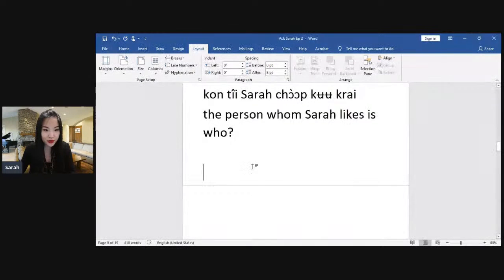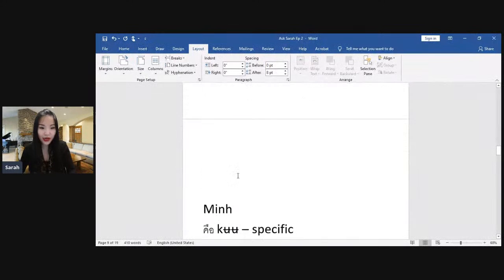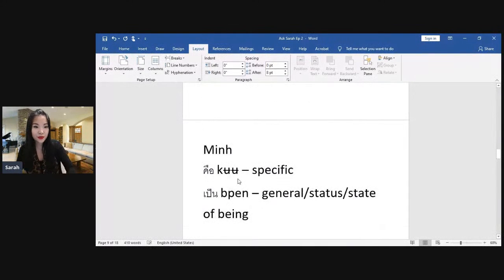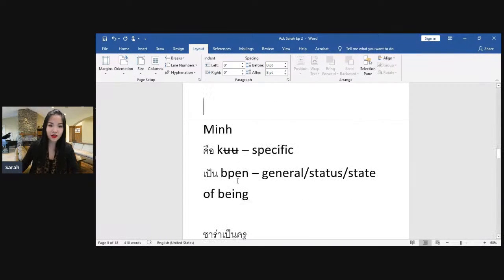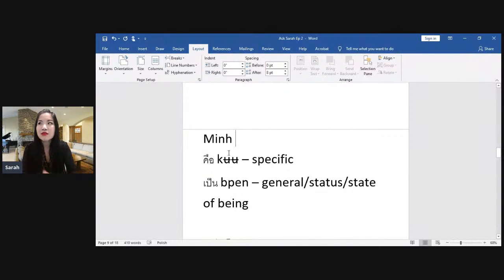Okay, so next one. This question is from Min. I think he's from Vietnam. He's Vietnamese, I think. Correct me if I'm wrong, Min. So he asked three days ago about the difference between คือ and เป็น. So I'm going to tell you the difference. And honestly, sometimes there's a lot of overlap too. Like you can use them both.